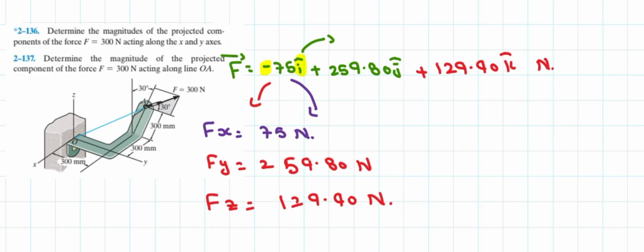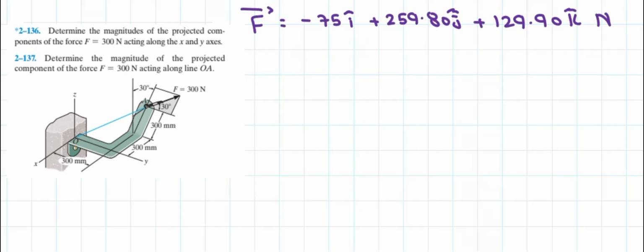Now, this is the solution of question number 236. But what about question number 237? Let's solve this question. In 237, the question says: determine the magnitude of the projected component of the force F, which is equal to 300 Newton, acting along the line OA. So our first step is to write down the locations of every single point present in our diagram.